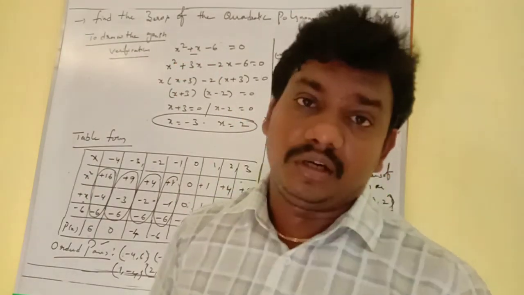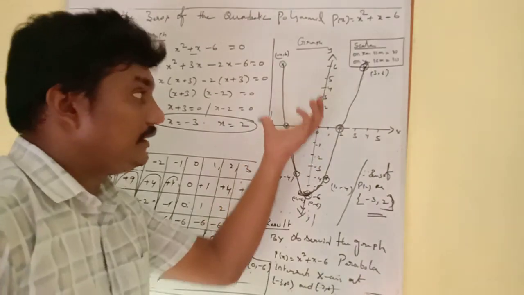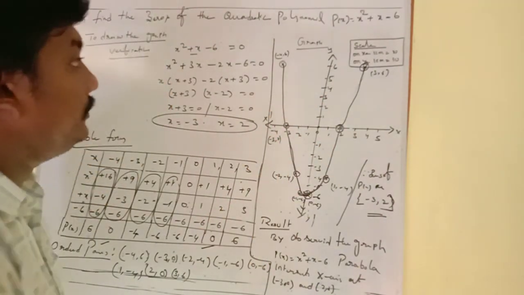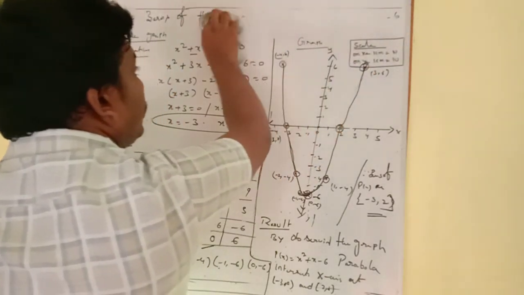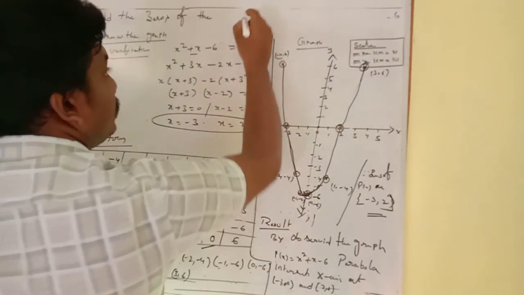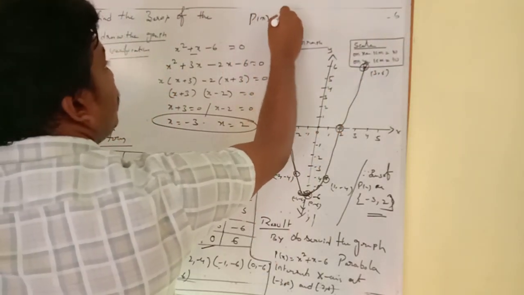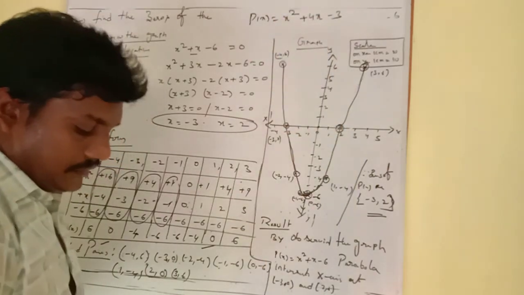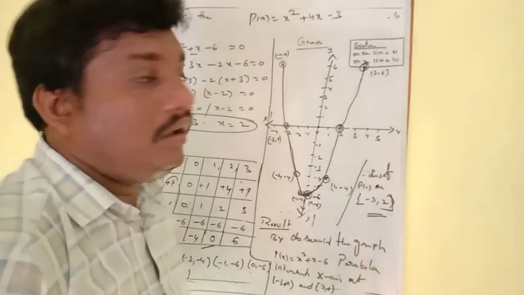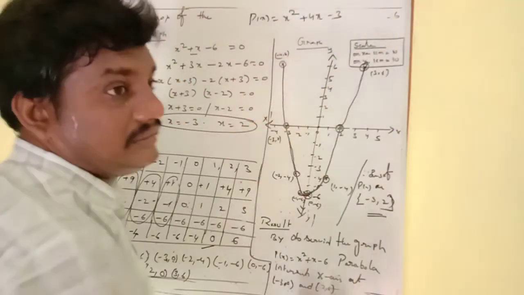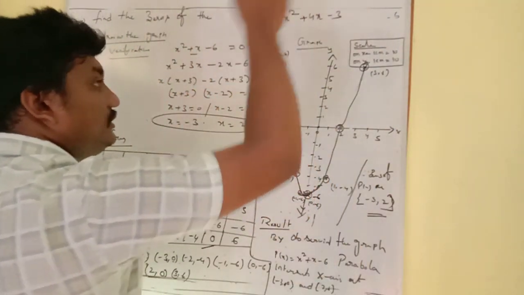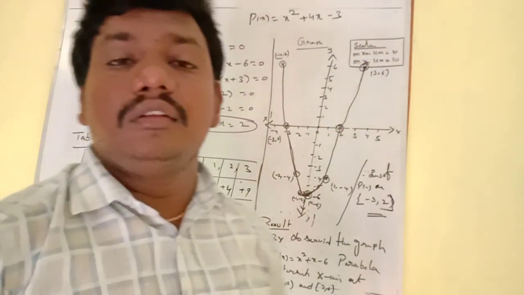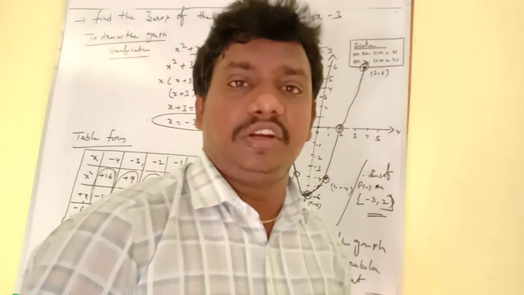Students, I hope you understand. So you have to practice questions like this. Practice like this question: P of x equals x square plus 4x minus 3, or you can take x square minus 4x plus 3. Like that we have to practice these questions so you may get a good result. All the best for your 10th class examination. Thank you.